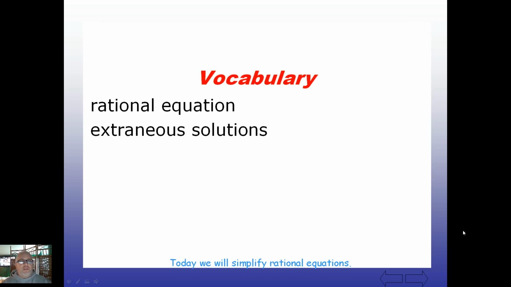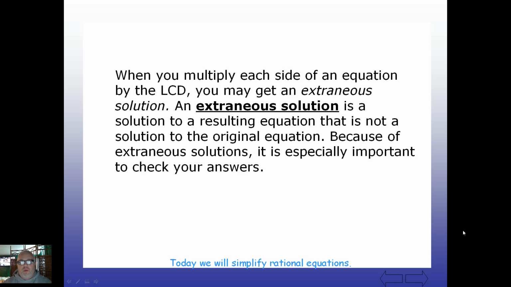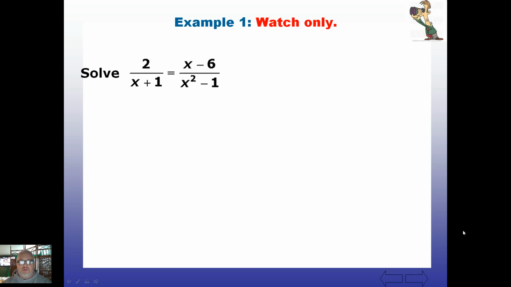So vocabulary today is rational equation, and something we're going to focus on today, extraneous solutions. When you multiply each side of an equation by the LCD, or least common denominator, you may get what's called an extraneous solution. You've heard this word before, we've done this in class. Let's refresh our memory. An extraneous solution is a solution to a resulting equation that is not a solution to the original equation. Because of extraneous solutions, it is especially important to check your answers.